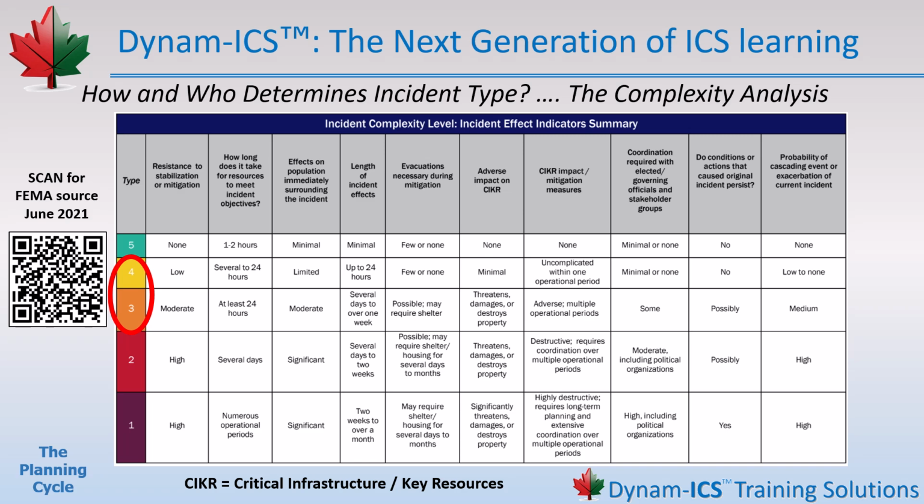There's no single right way to do a complexity analysis. Some people treat it like a checklist. Others rely more on professional judgment. Some focus on the indicators that stand out the most. It's a tool. Use it in a way that works best for you and reflects the realities of your community. Once the analysis is complete and you've determined what incident type this event is or may be becoming, that's when key decisions can be made.